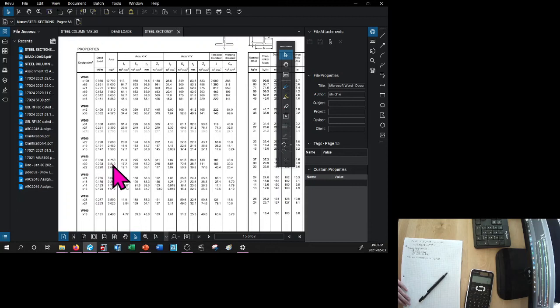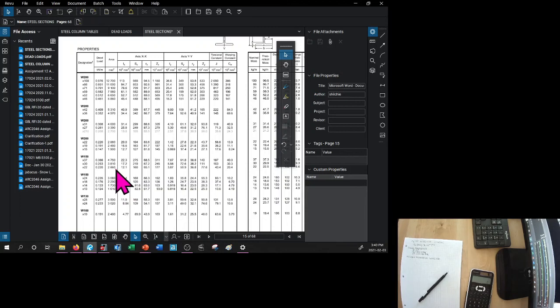We've got our area. If we were doing bending, look, we've got our SX and our SZ. We also need to know, but that's not what we're doing right now. We're doing columns right now. We need to know our area, and we need to know things about this critical buckling.